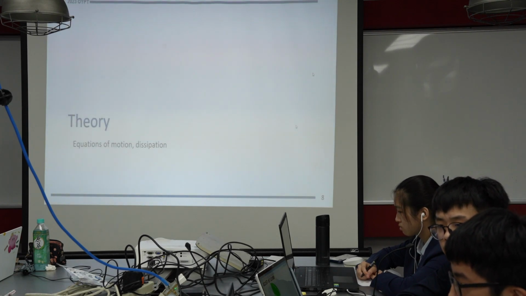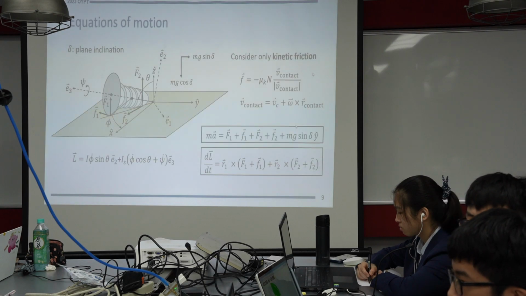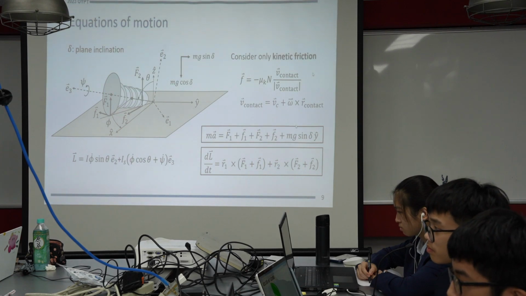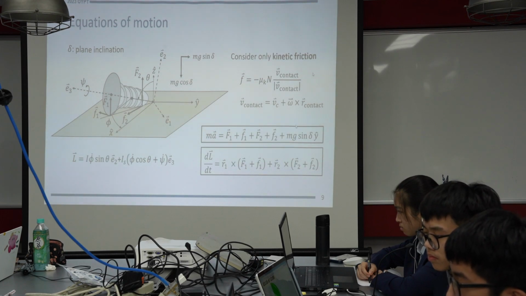Then this is our theory. First of all, in order to derive the equation of motion, we consider all the forces acting on the screw, including the forces acting on the 2 contact points, which are friction and normal force, and also the gravitational component acting on the center of mass on the y-axis.